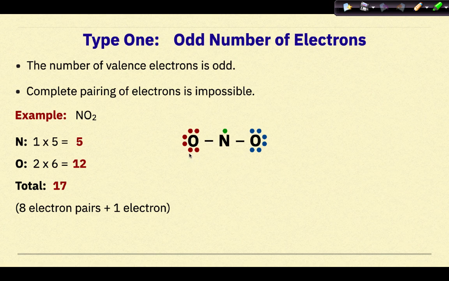So that means we're going to take one of these shared pairs off of the oxygen and make it into a double bond between the oxygen and the nitrogen. So we'll remove it, we'll make it the double bond, and now we have our structure for nitrogen dioxide. And that's another example of a molecule with an odd number of electrons.